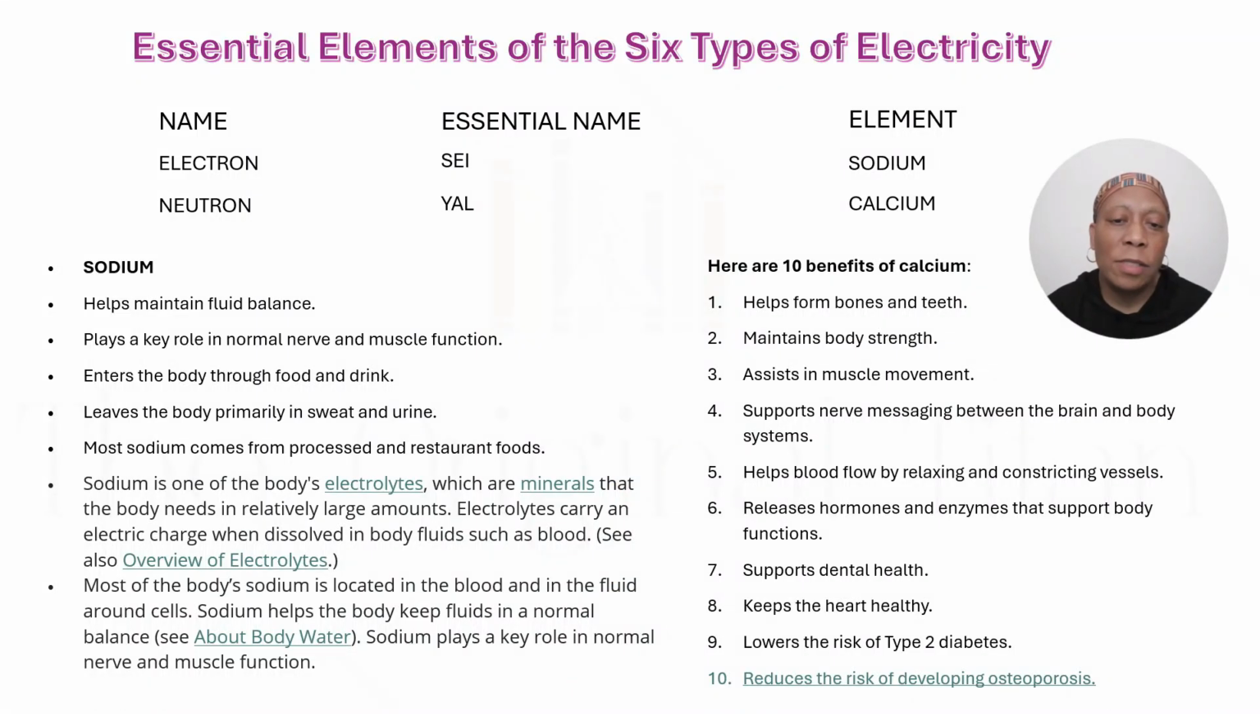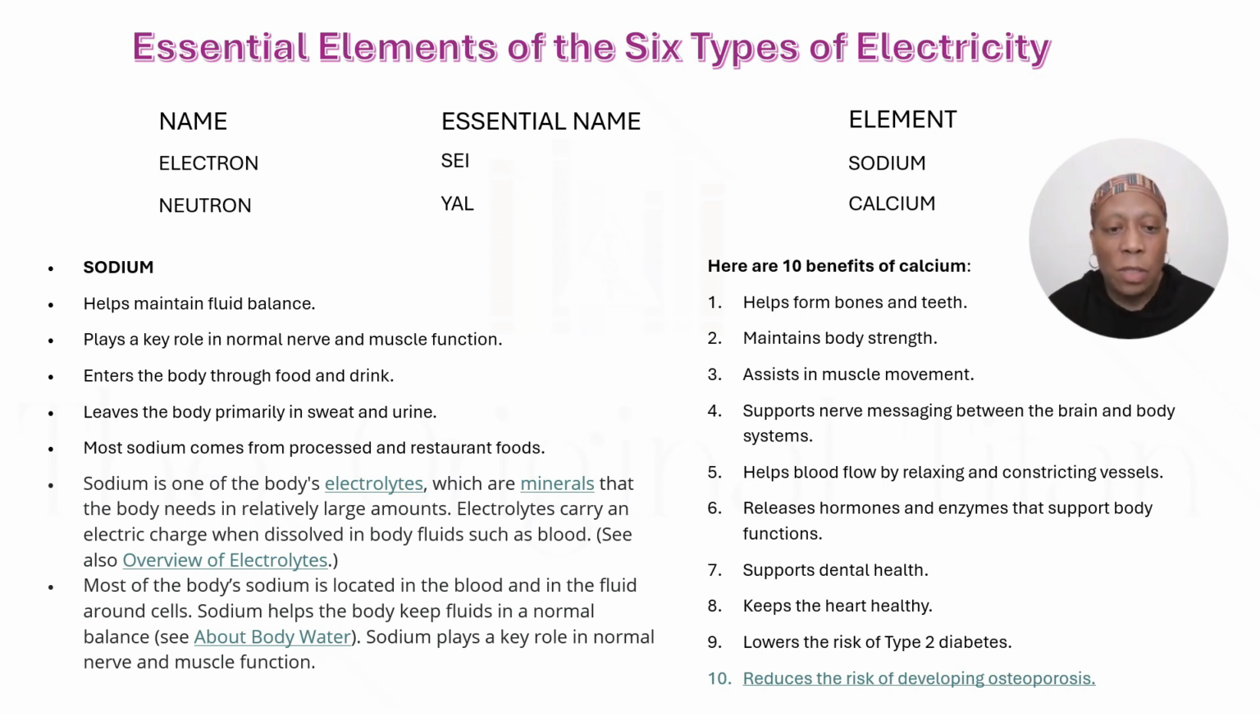And here for our essential elements of the 6 types of electricity, we can see 2 different elements listed, the electron and the neutron. That's because we're on Cilio. Cilio is operating with both elements. So we're looking at sodium and we're looking at calcium. We already know that calcium is for the bones. It's also for heart health.